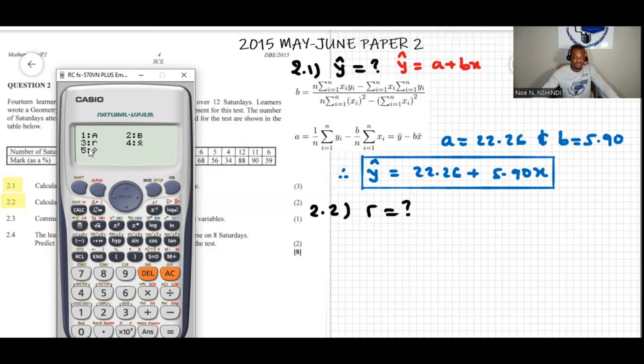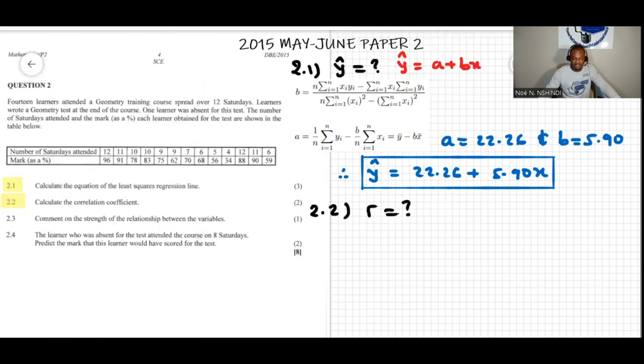So now I'm going to press 3 there, and then equal, and then this tells me the value of R, which is 0.9208, etc. Because I need to round it to the second decimal place, I look at the third decimal value, which is 0, and 0 is less than 5, so I can just stop at 92 there. Therefore, R is equal to 0.92.